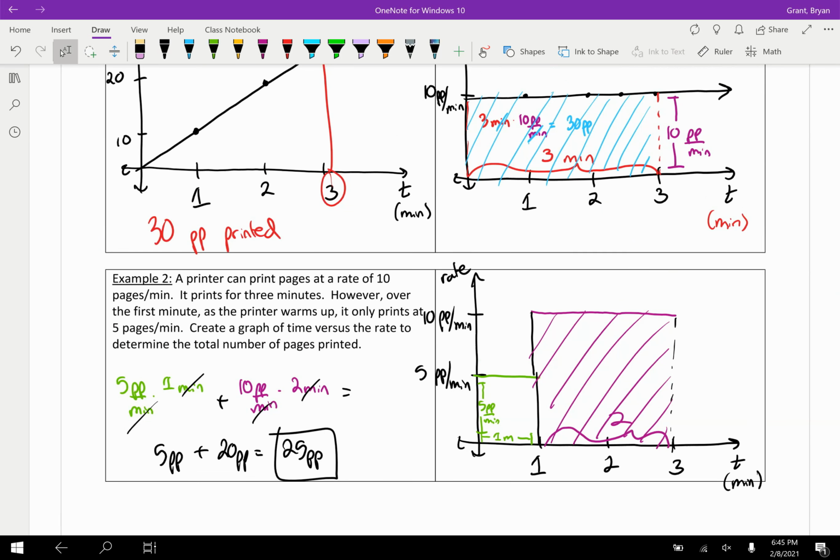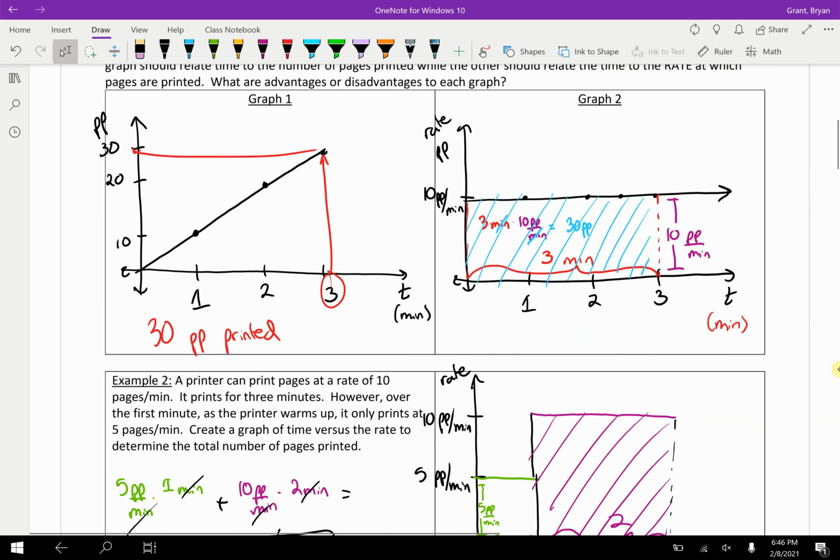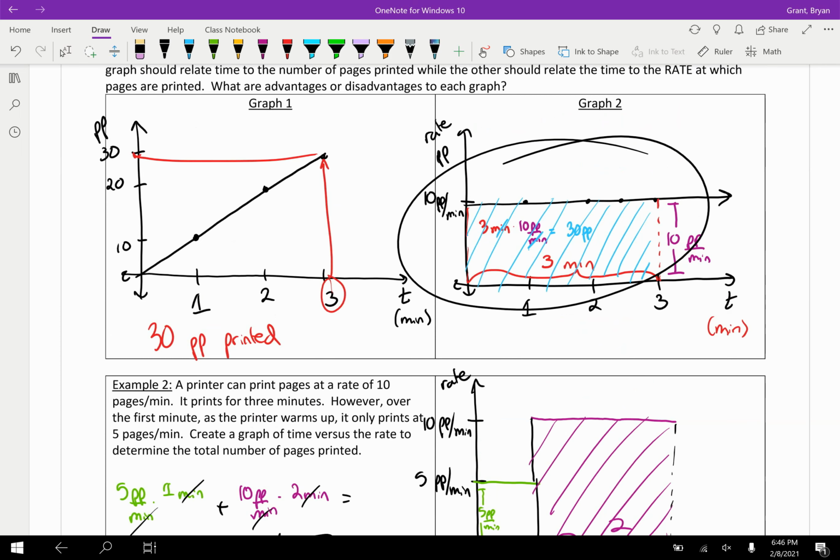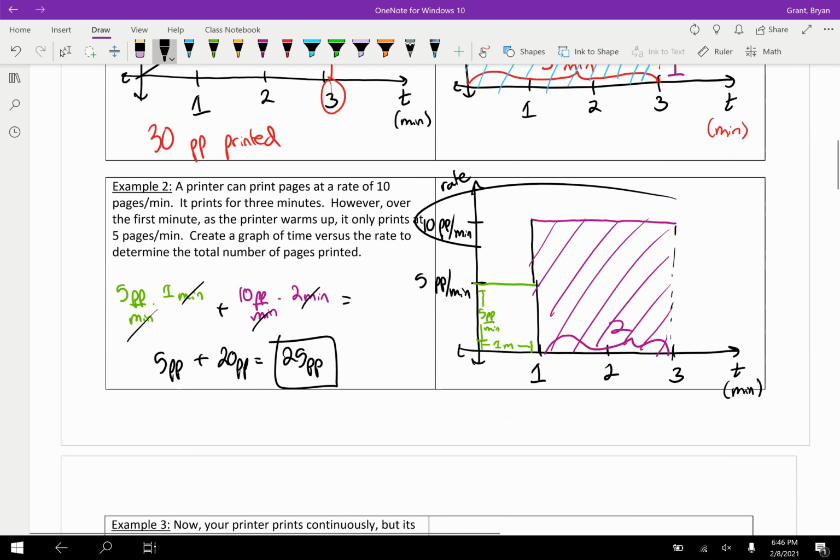As you're going through here, right, we got these 25 pages. We should ask ourselves, does that make sense? Well, earlier when we printed at a constant 10 pages per minute for all 3 minutes, we got 30 pages. Now we're not doing a constant 10 pages per minute. We're only doing that for the last 2 minutes.